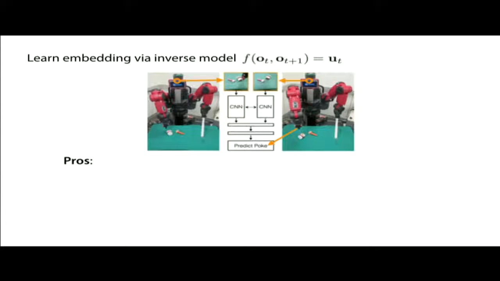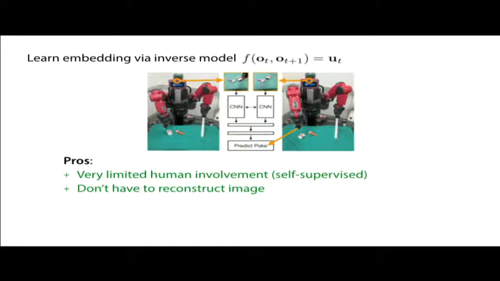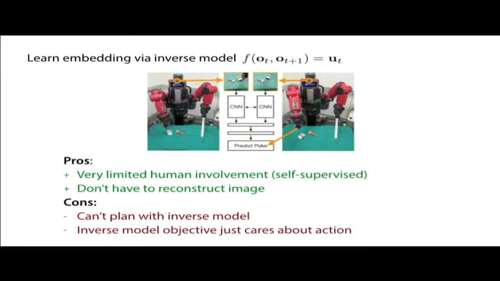Okay, so to conclude, some pros and cons. One of the nice things about this, again, is it's very limited human involvement. It's completely self-supervised, and you don't have to reconstruct an image, which is really nice because there are things that you might not want to reconstruct. The con with this is that you can't plan with the inverse model, and so they really had to do this greedy planning scheme in order to try and reach the goal image.